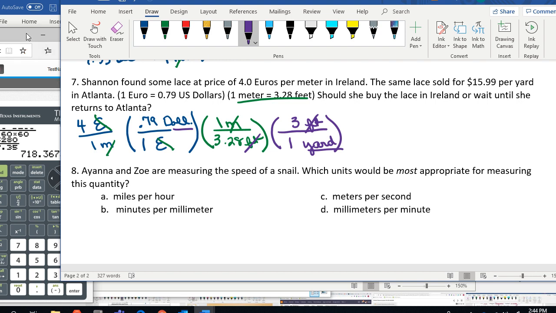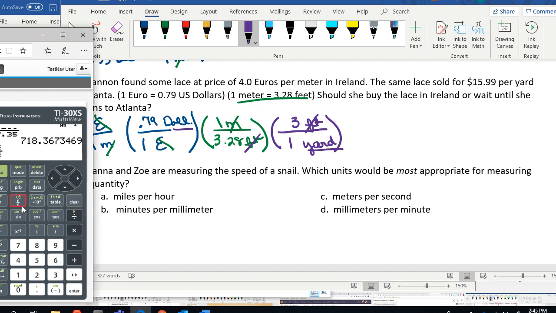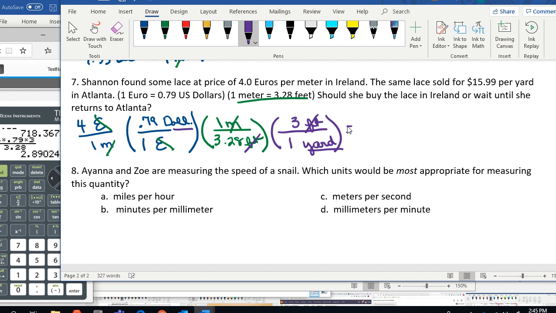So I'm going to take my calculator and I'm going to have N over D, and I've got 4 times 0.79 times 3. The only thing that I left out of the top was the 1, and the only thing I want on the bottom is the 3.28 because it's the only thing not a 1. So all over 3.28. All right, so this is 2.89. I know the decimal goes on, and this is dollars per yard. There's my YD that I normally do.